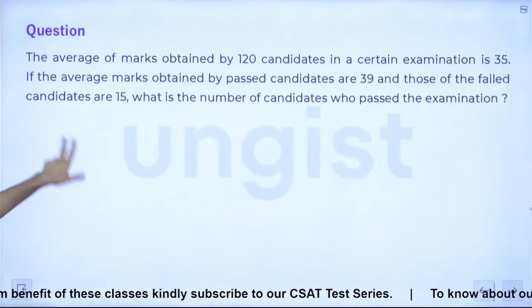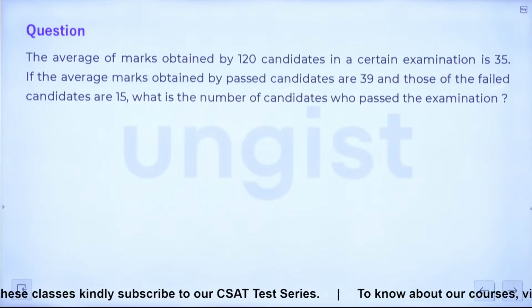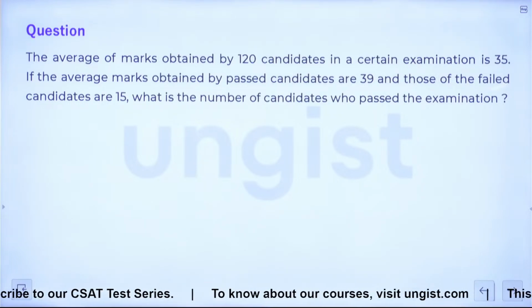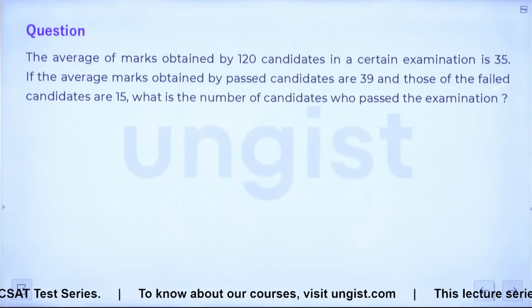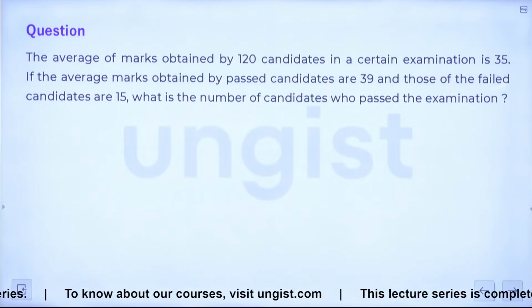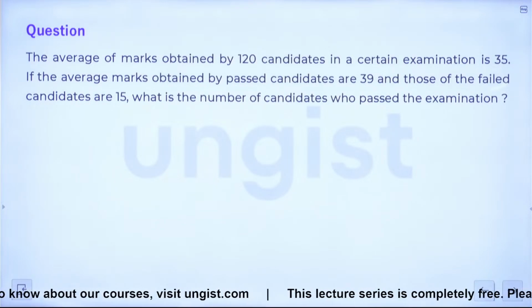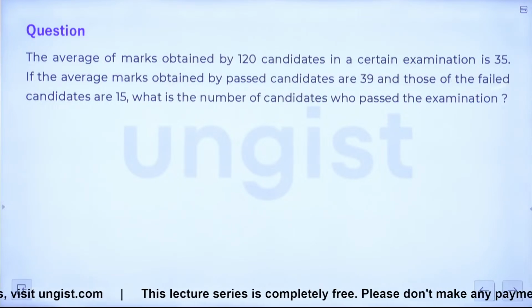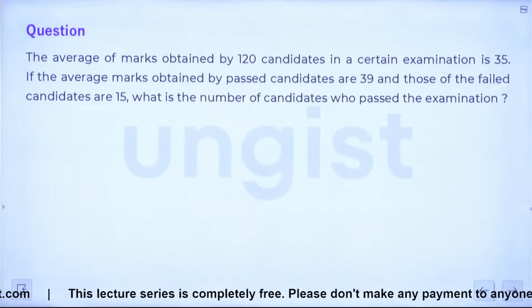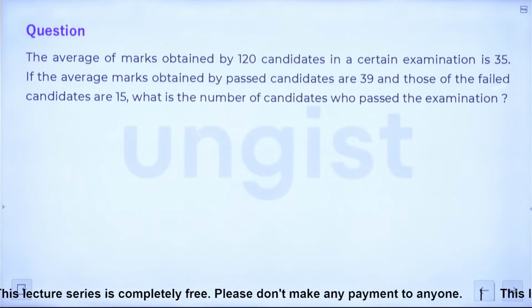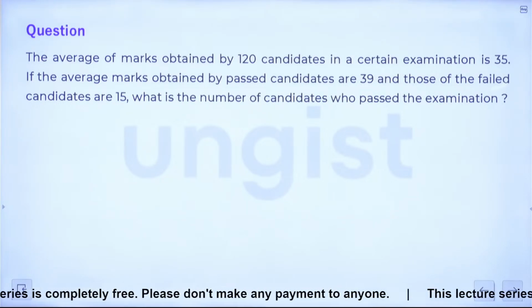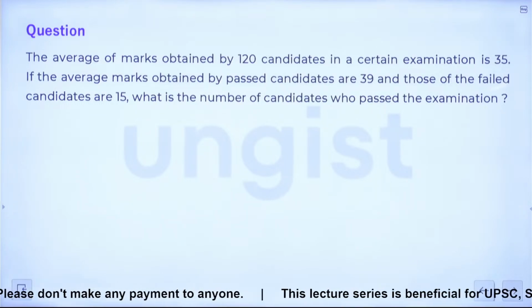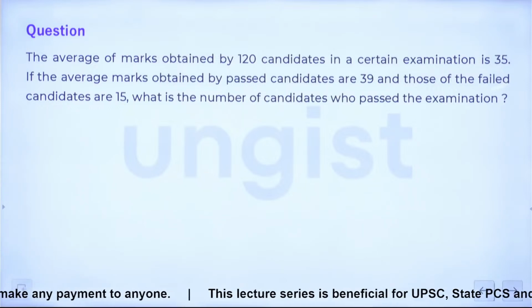अच्छा, ये वाला क्वेश्चन है, ये भी एलिगेशन है, इसको जरा करिए जरा आप. Guys, please try to solve it. हाँ जी. Question says, the average marks obtained by 120 candidates in a certain exam was 35. If the average marks obtained by passed candidates are 39 and those of the failed candidates are 15, what is the number of candidates who passed the examination? Right. करिए जरा guys, tell me the answer.